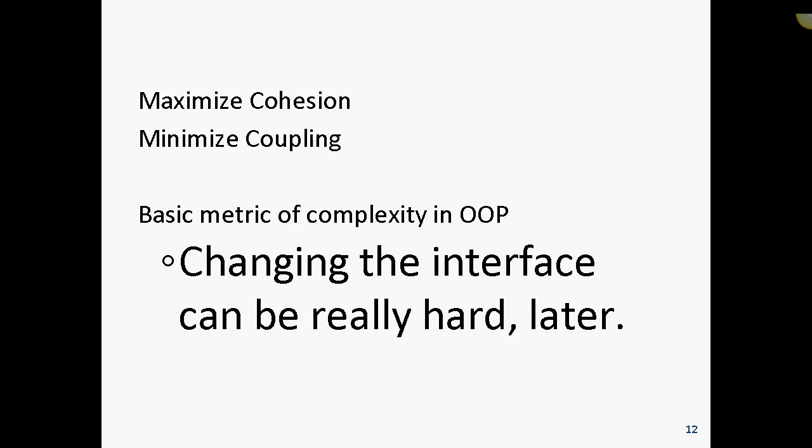One of the basic metrics of object-oriented complexity is inter-object associations. If you have a whole bunch of objects that know about a whole bunch of other objects, then you can change one object and break the other objects. So this becomes a problem. Minimizing coupling minimizes fragility in the system. But if you change the interface, everything breaks.